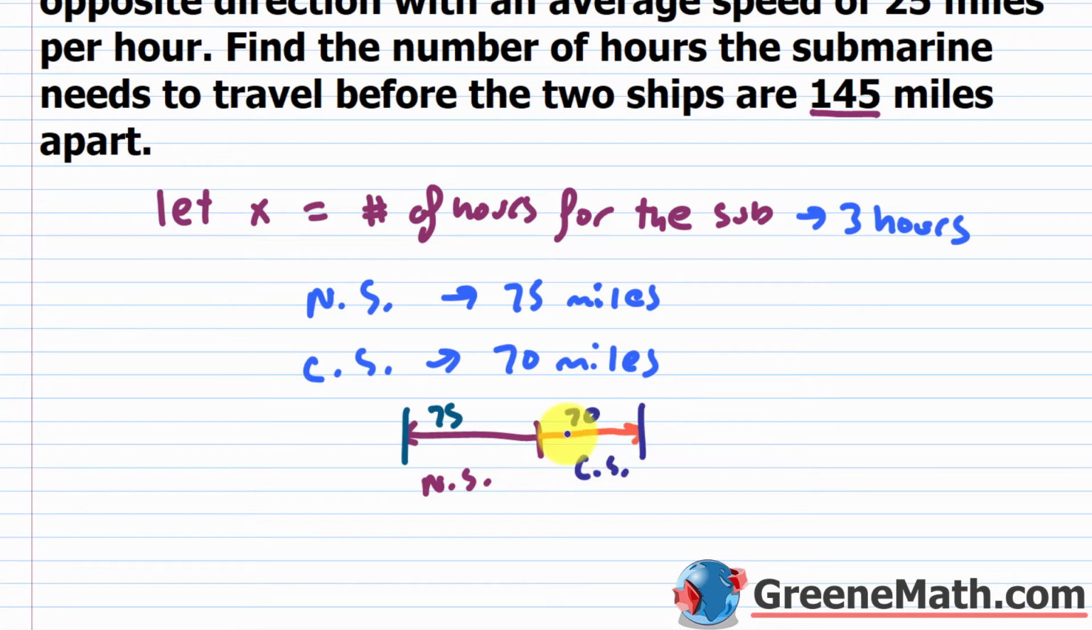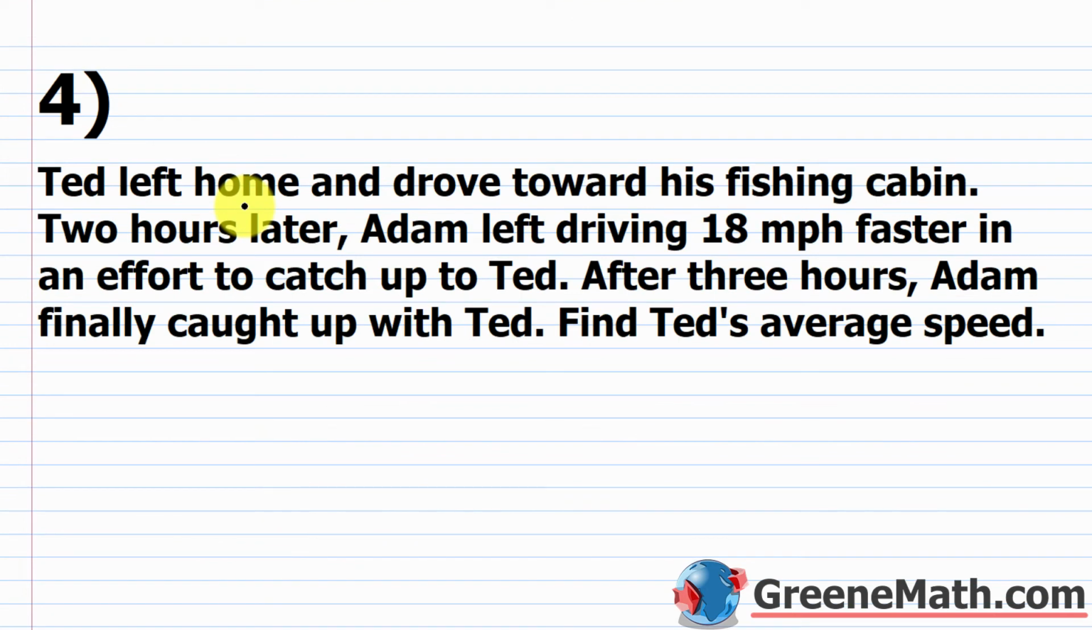And then again, if you took the distance between right here and right here, you would just sum the two. The 75 plus the 70, which gives you the 145 miles. Again, so we know our answer here is correct. The submarine, or the Navy submarine to be more specific, travels for 3 hours before the two ships are 145 miles apart. All right, let's take a look at problem number 4.